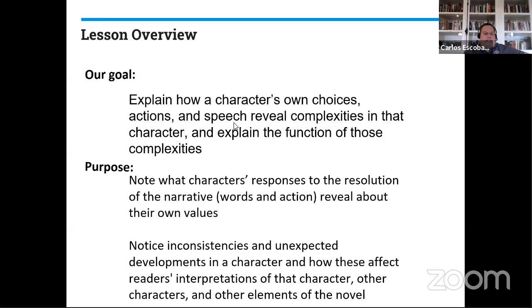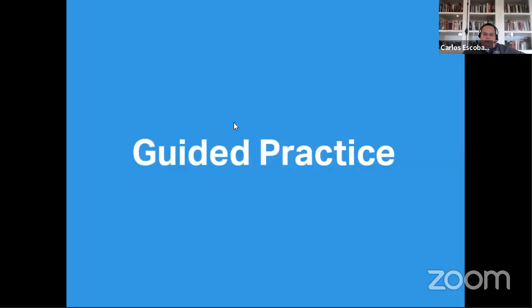And we're also going to look at inconsistencies and unexpected developments in a character, because sometimes these unexpected turns will really get to the ambiguity in the text. And whenever we're talking about ambiguity or nuance, we're talking about really deep levels of analysis. And that's where you want to live. You don't want to live at the surface. We don't want to live at the summary or regurgitation stage. We want to look at what you discover when you delve into the richness in the text. So let's go ahead and jump on in to today's lesson.